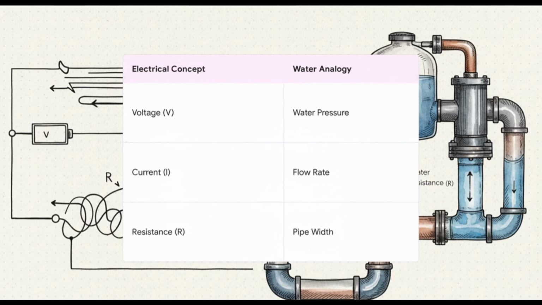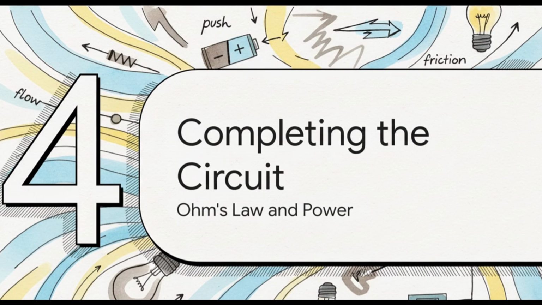It's really that simple. Okay, so now we have the push, which is voltage, the flow, which is current, and the friction, which is resistance. Let's see how all 3 of these come together in a real working system called a circuit.